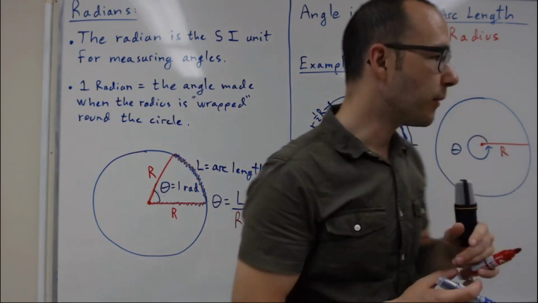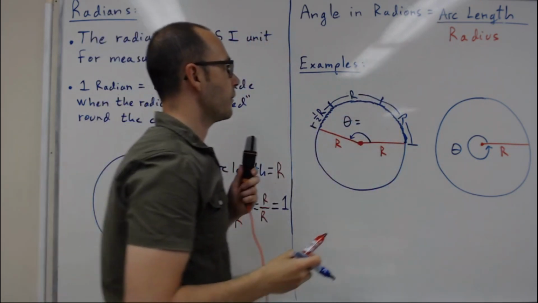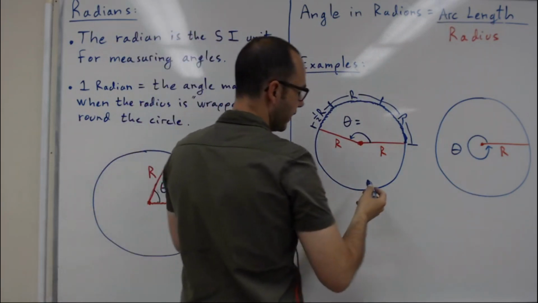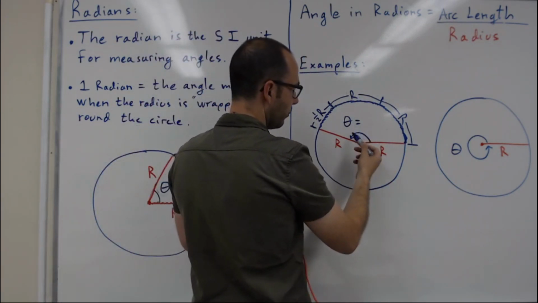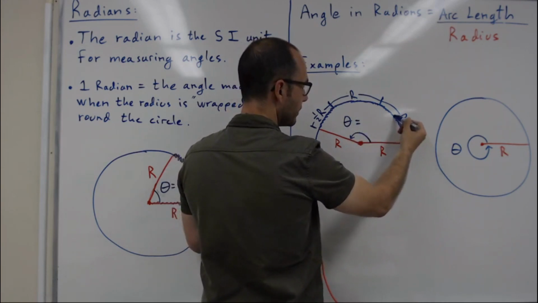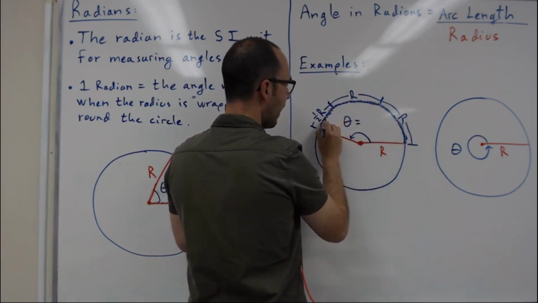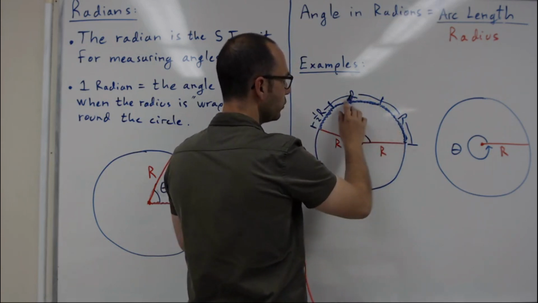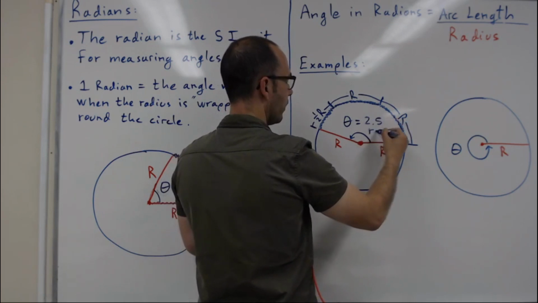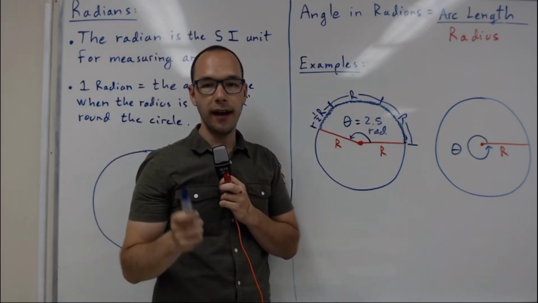Other examples, so I'm going to be working with the angle in radians, so it's always going to be arc length over radius. If you have a situation like this where you want to measure this angle in rad, and you have 1 radius here, 2 radius here, and 1/2 of a radius here. So you have 2.5. So you have 2.5 rad. So this angle right here is going to be 2.5 rad.